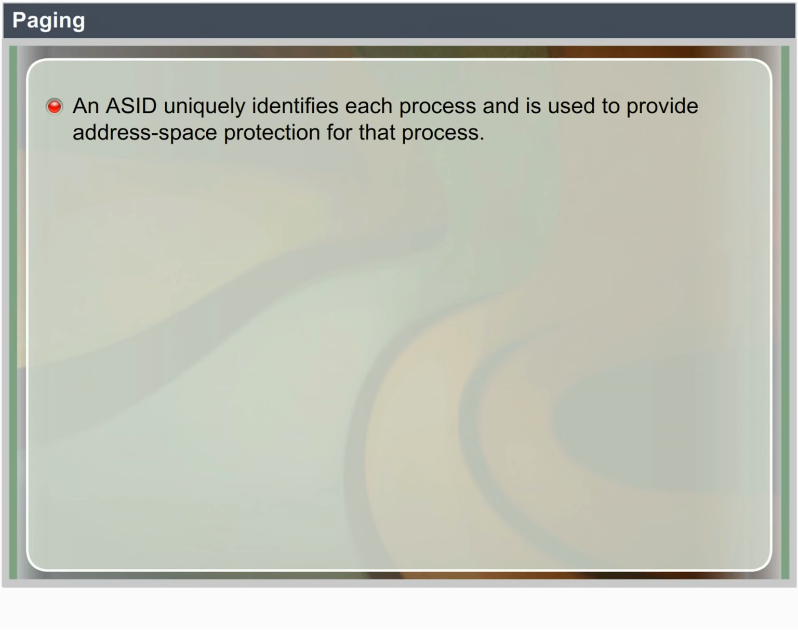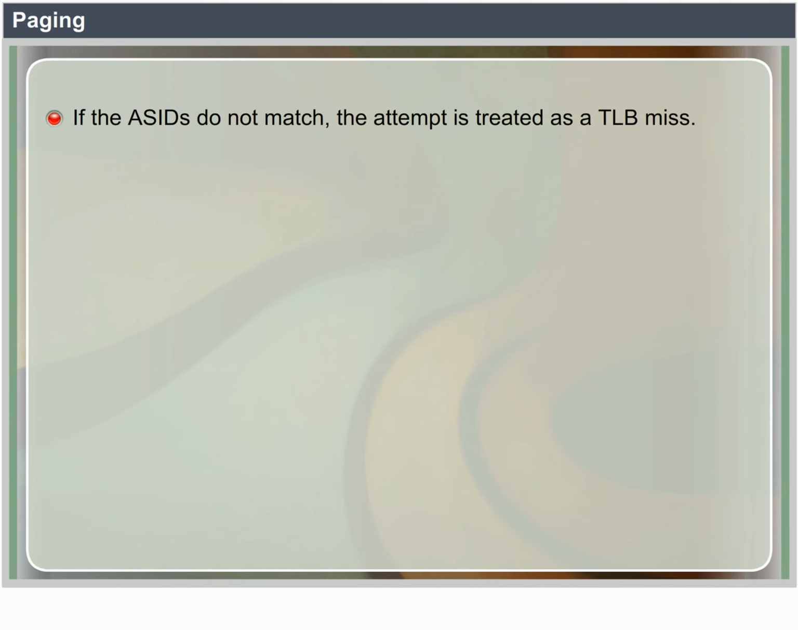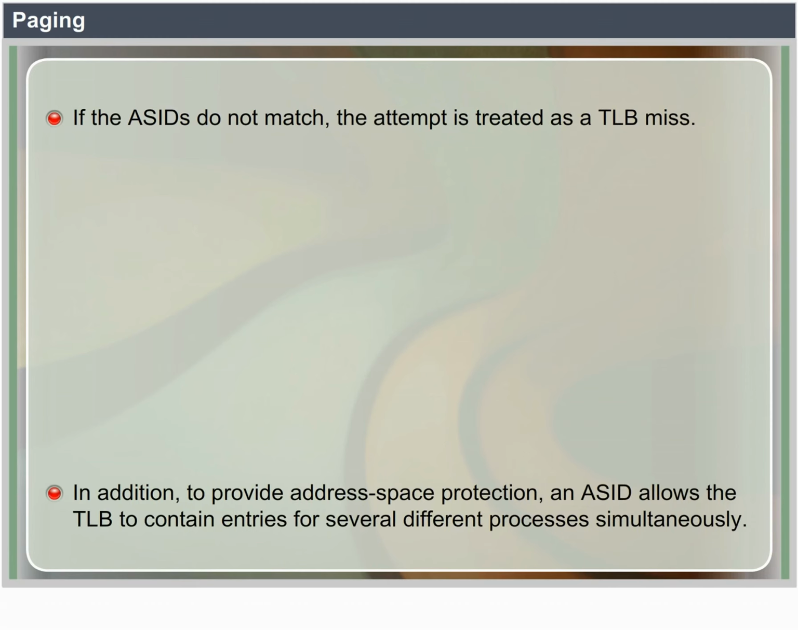When the TLB attempts to resolve virtual page numbers, it ensures that the ASID for the currently running process matches the ASID associated with the virtual page. If the ASIDs do not match, the attempt is treated as a TLB miss. In addition to providing address space protection, an ASID allows a TLB to contain entries for several different processes simultaneously.